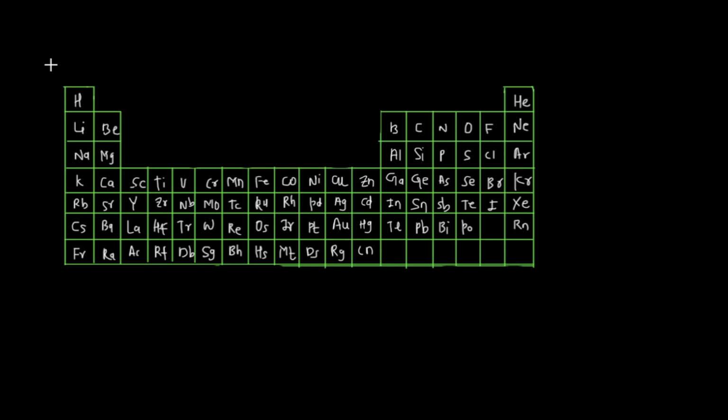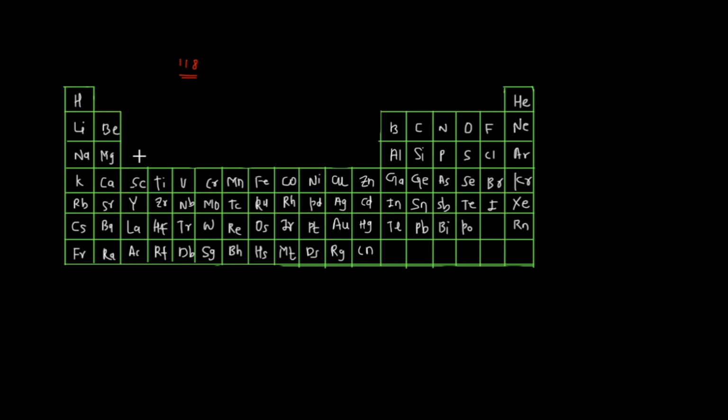Next, the maximum number of elements that can be accommodated in the modern periodic table is 118. Now, you don't have to remember all the elements present in the periodic table. You just have to remember some of the groups, that will help you to understand the upcoming chemistry.